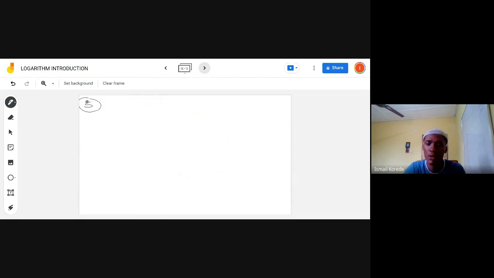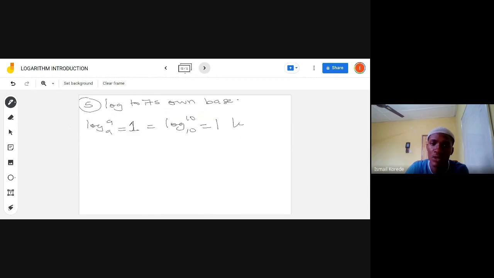Now, over to the fifth law. We call this law the log of a number to its own base. The log of a number to its own base is 1 in mathematics. So if I have log 10 base 10, that's 1. Log 4 base 4, that's 1. Log 100 base 100, that's 1.